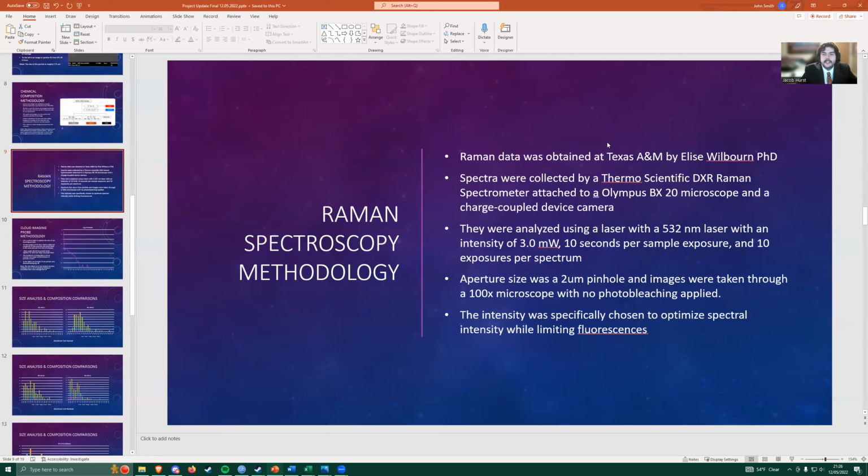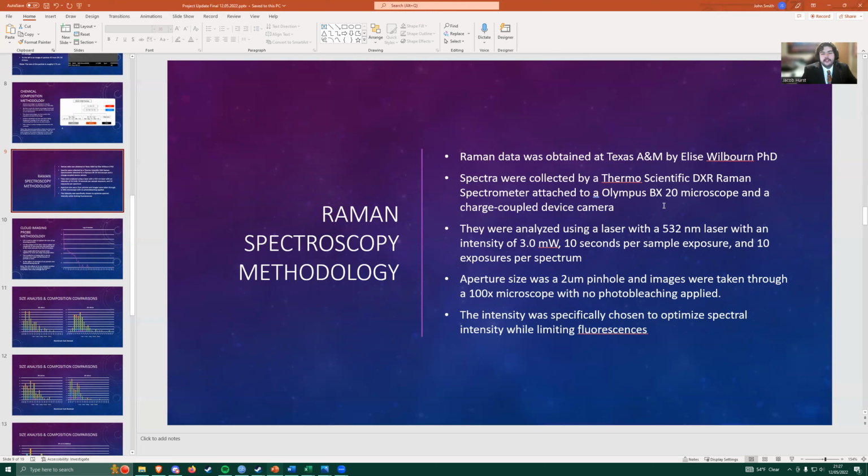The Raman data was obtained at Texas A&M by my previous coworker, Dr. Elise Wilborn. Our spectra were collected by a Thermo Scientific DXR Raman spectrometer attached to an Olympus BX20 microscope and a charge coupled device, so CCD camera. These were then analyzed using a 532 nanometer laser with an intensity of 3.0 megawatts. They had 10 seconds per sample exposure and 10 exposures per spectrum.